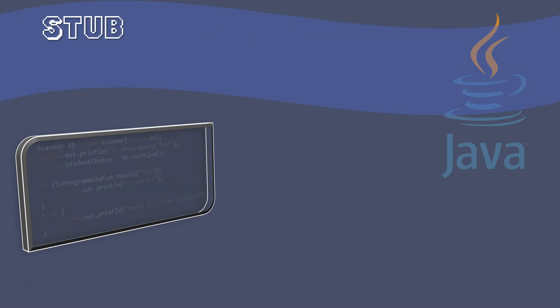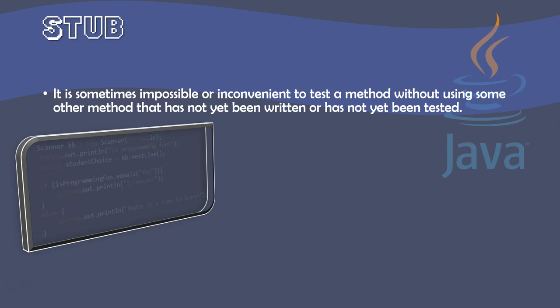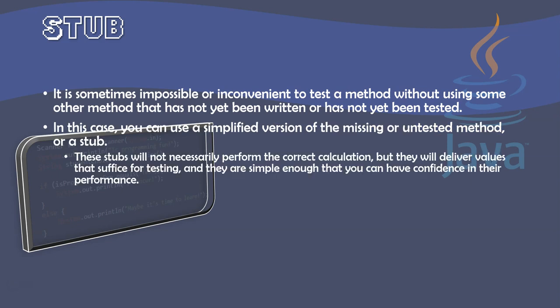Now, that, of course, is going to lead us into this idea of stubs. It is sometimes impossible or inconvenient to test a method without using some other method that we have not yet written or has not yet been tested. In this case, you can use a simplified version of the missing or untested method, known as a stub. These stubs will not necessarily perform the correct calculation, but they will deliver values that suffice for testing, and they're simple enough that you can have confidence in their performance.